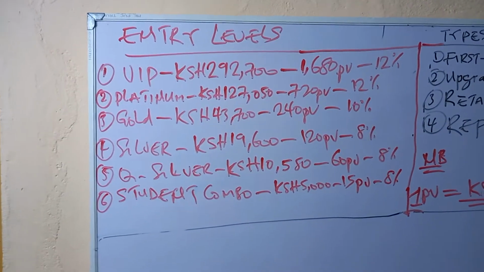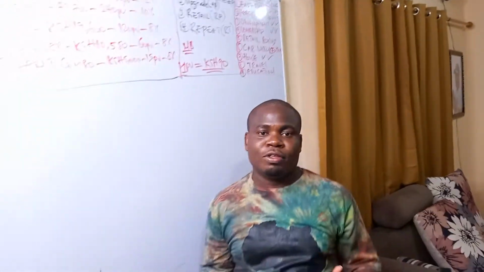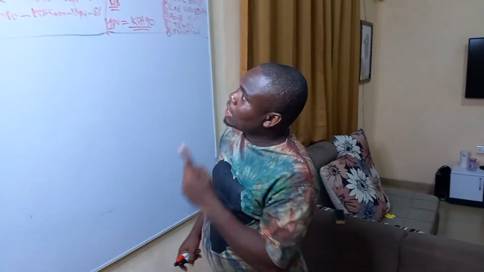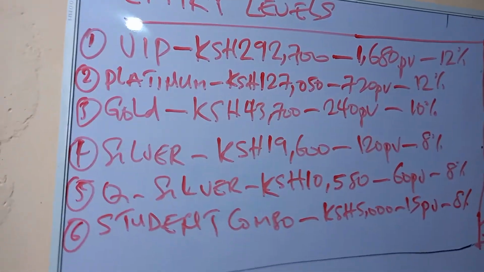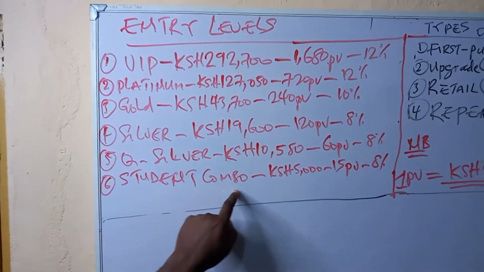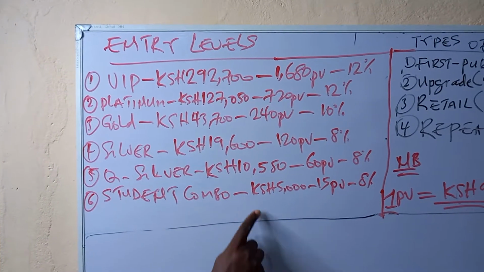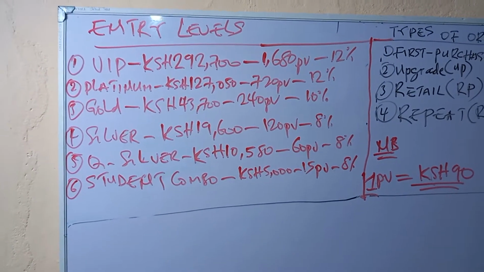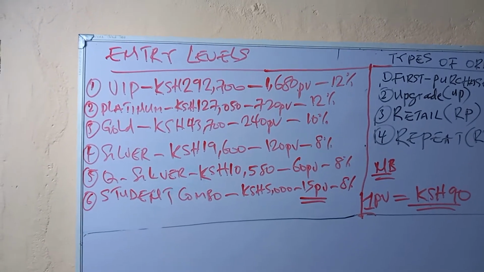It means that I love the business, so I want to start the business. How do I start? I'm going to take 5,000 Kenyan shillings and purchase a package called Student Combo. That costs 5,000 Kenyan shillings, and for it I'm going to get specific products and 15 points, otherwise called PVs.